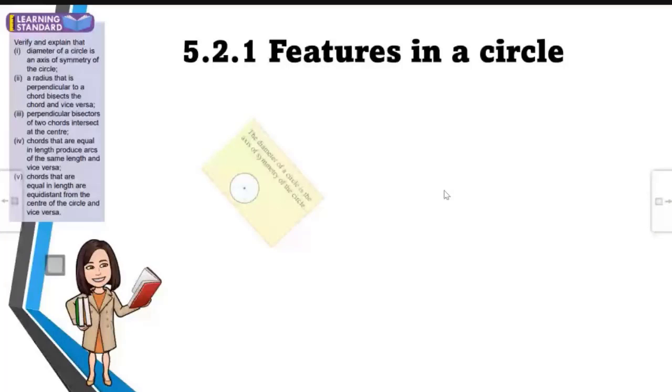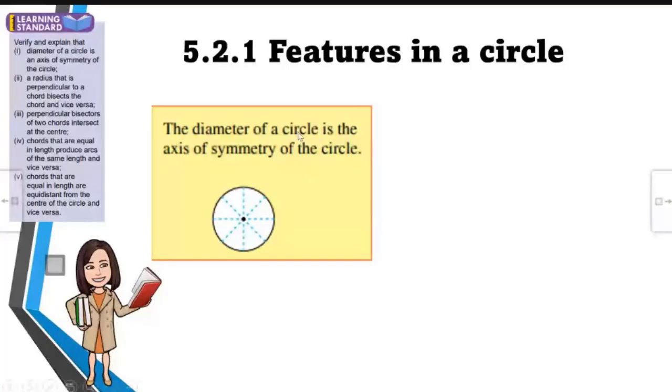Okay, then diameter of a circle is the axis of symmetry of the circle. Means the diameter must be, this is the center, right? Mesti melalui pusat, itu panggil diameter. Diameter that you learn first parts of circle, right? So diameter of a circle is the axis of symmetry. Salah satu lah. So this property you have to remember.